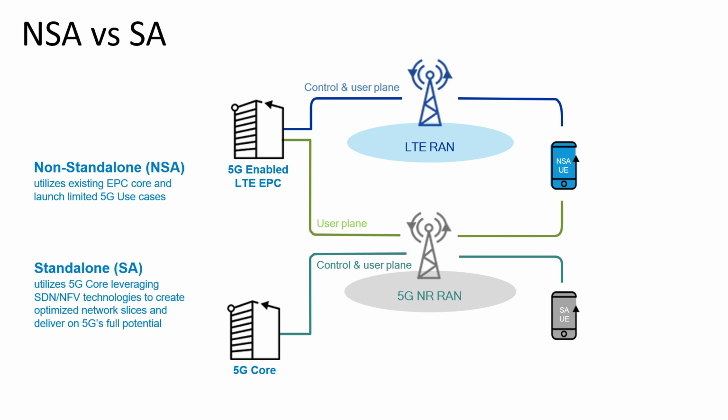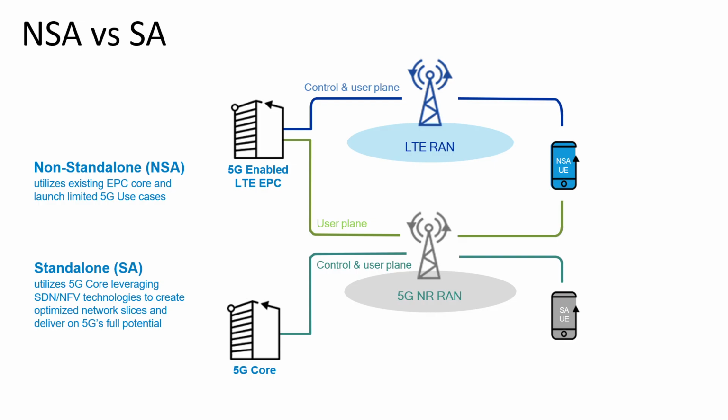So earlier in non-standalone, we were able to use the EPC core, which is the 4G core originally, right? But in standalone, there is a complete shift in the core side. The core side is based on service-based architecture, which is enabled by cloud native technology or microservice-based architecture. So the complete shift will happen from the core side in case of a standalone architecture. So your EPC core will further evolve to the 5G core.